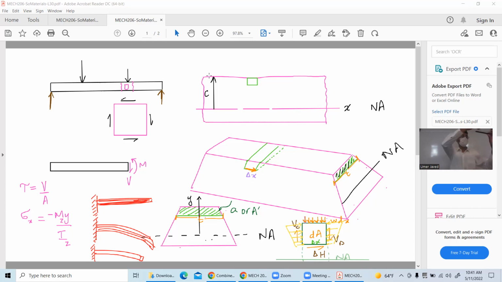Because when I want to talk about this shear, what was my philosophy? Somebody is putting a load like this. Let me make sure that our students can see me. Oh, students cannot see me.